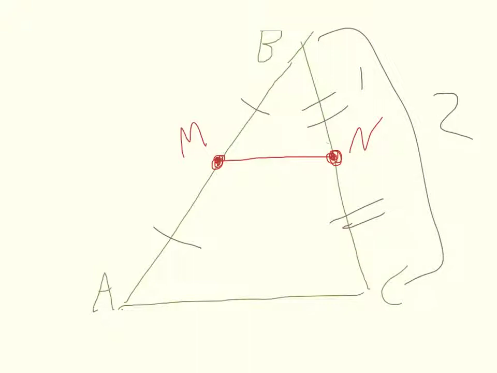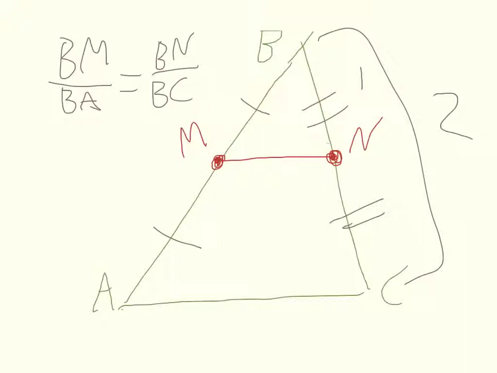So now we proved that BMN is similar to BAC due to the SAS similarity postulate. Now, BA and BC have the same proportion when compared to BM and BN. So BM over BA, so basically this side over this whole side, is equal to BN over BC, so this side over this whole side, which in conclusion is equal to 1/2.